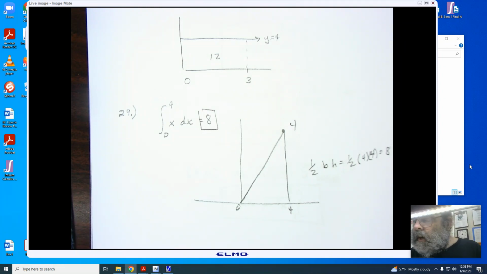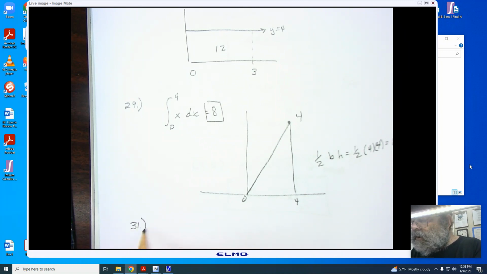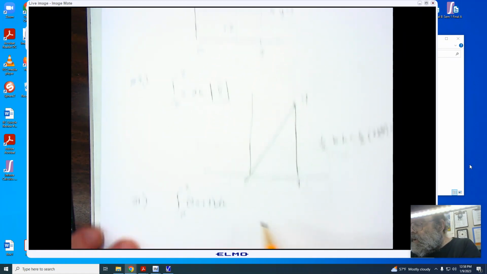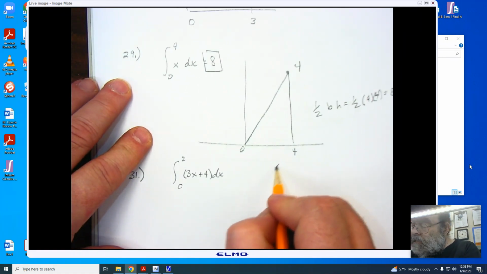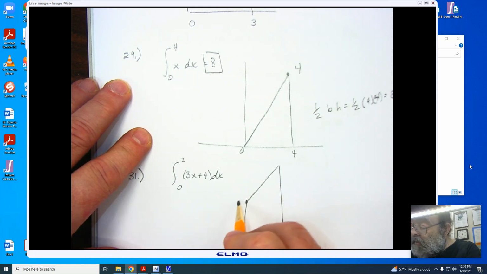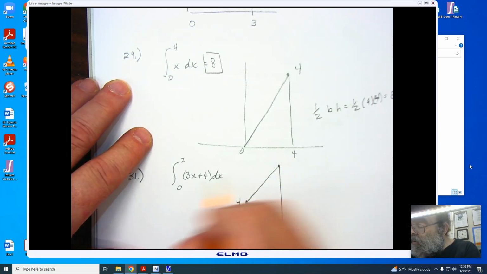All righty, continuing on, let's see. Going all the way up to 45, so I'm going to go to the next section. Let's do number 31. Let's just keep going. Make sure that everybody understands how to do these. 0 to 2 for 3x plus 4 dx. Draw it. This is now a trapezoid. We're going from 0 to 2. The first value is at 4. The second value is 10.